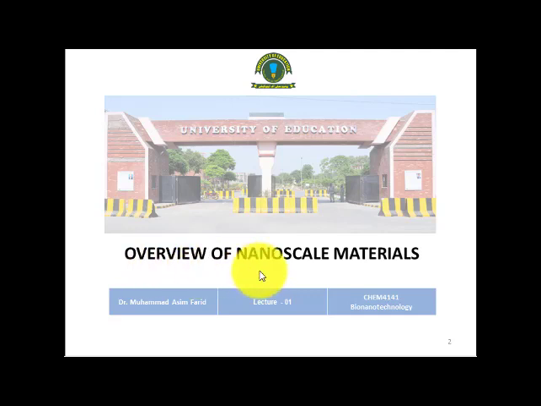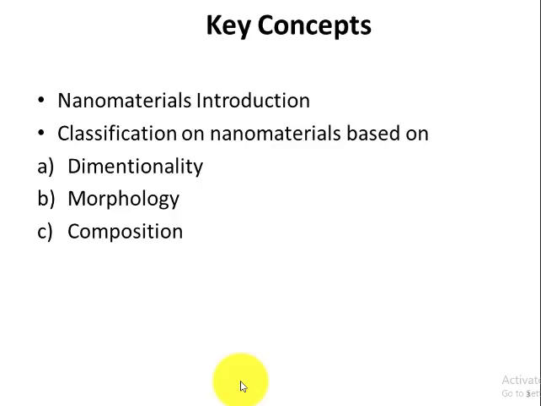This is the first lecture, and the title of the lecture is Overview of Nanoscale Materials. In this lecture, we will discuss an introduction to nanomaterials, and we will summarize some different kinds of nanomaterials on the basis of their classification for the understanding of the students. The key concepts of this lecture include nanomaterials introduction, and their classification based on dimensionality, morphology, and composition.